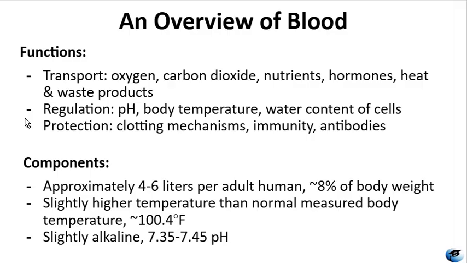Let's shift to talk about the components and physical characteristics of blood. An average adult has about 4 to 6 liters of blood, which makes up roughly 8% of your total body weight. The temperature of blood is slightly higher than our normal body temperature, about 100.4 degrees Fahrenheit, which helps us with thermoregulation. And blood is slightly alkaline with a normal pH range between 7.35 and 7.45, which is tightly regulated to support enzyme function and cellular processes.